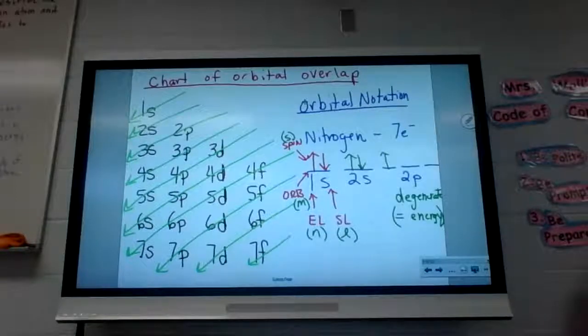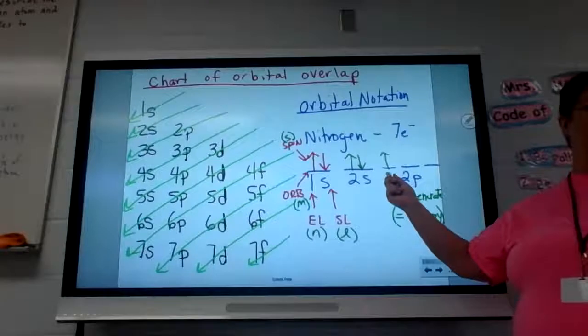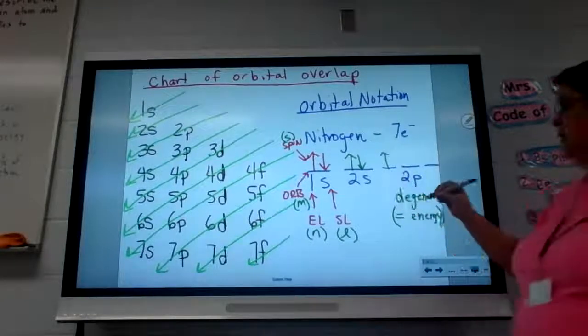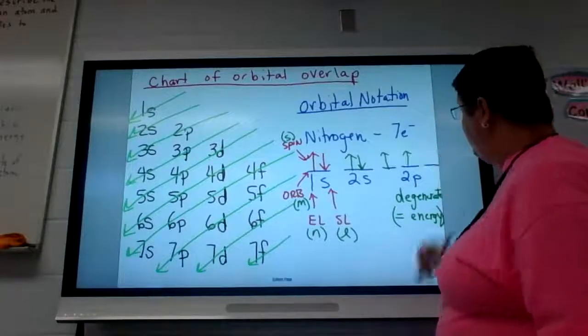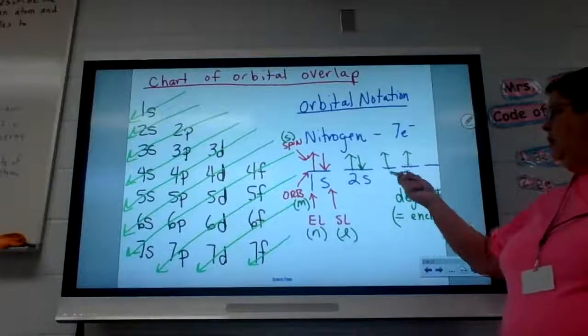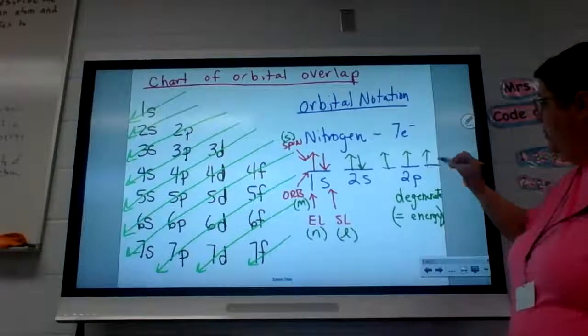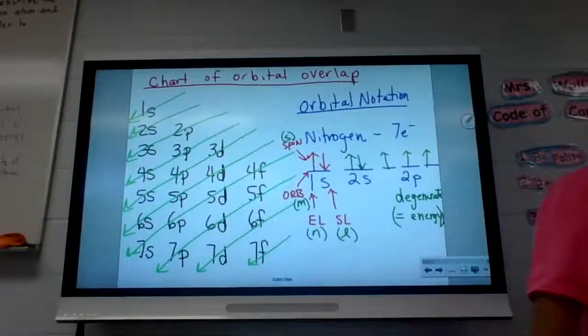Okay? So electron number 6 comes along and he says, do I want my own room or do I want to share? He wants his own room. So electron number 6 is taking his own room. Okay? Electron number 7 comes along. Does he want to share or does he want his own room? He wants his own room. They're not going to share until they have to.